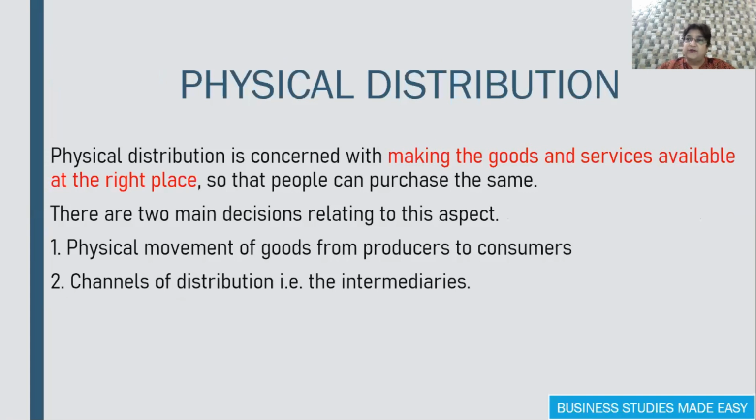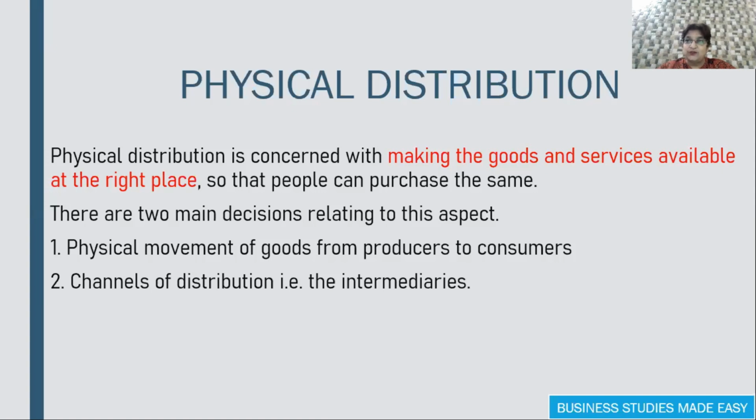Now, apart from that, we've got physical distribution also, but this year only a mention of this physical distribution is there. We don't have to do it in detail. Now, what is physical distribution? Physical distribution is making the goods and services available to the consumer at the right time. So if I need woolens during the winter, then they should be available in the market for me to be able to buy. That is called physical distribution.